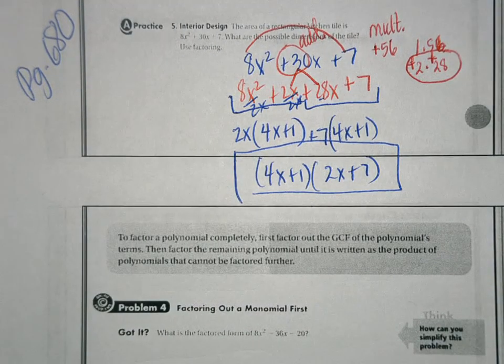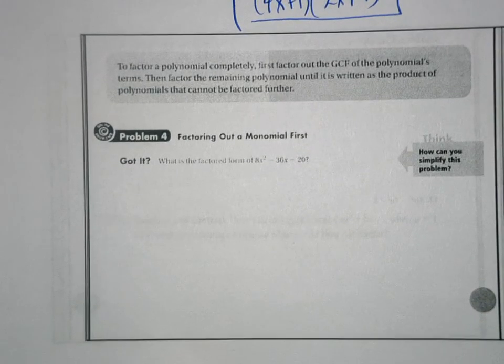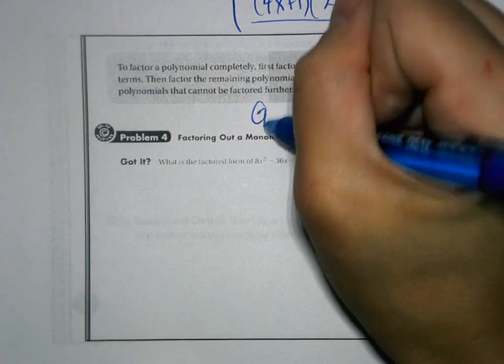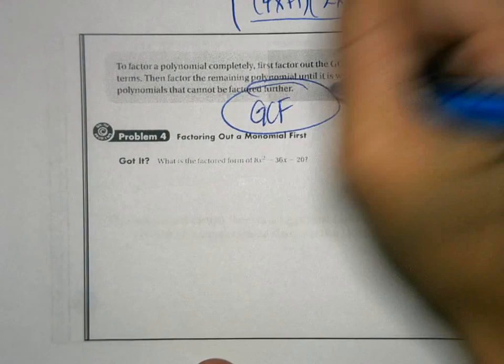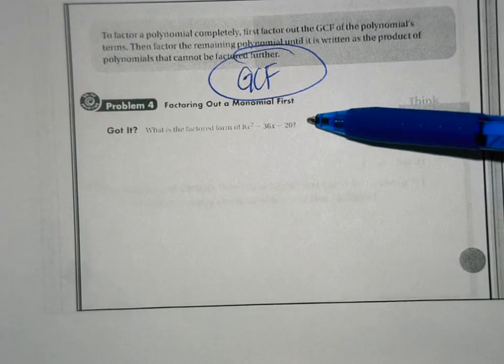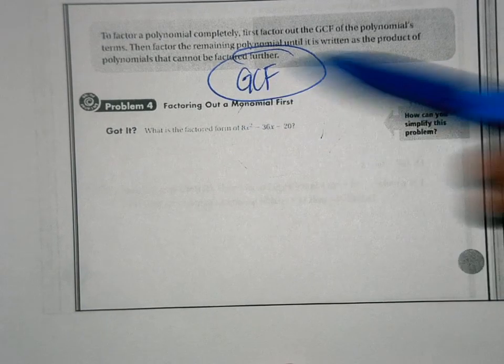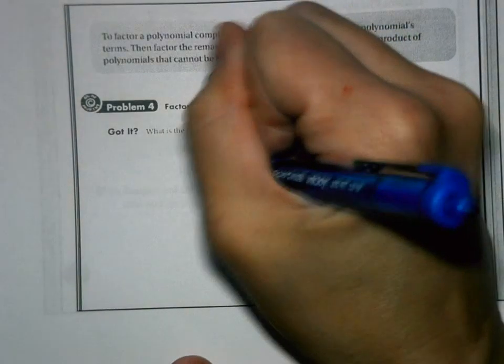The thing is that in the last part of the homework today, you need to always check to see if there is a GCF before you start factoring. So GCF, you always check for that first. Do you guys see in this problem here, is there a GCF of the entire problem? Yes. Do you know what it is? It is 4.